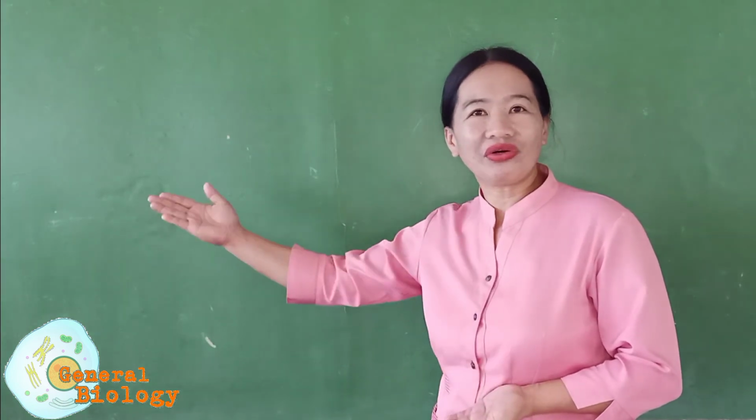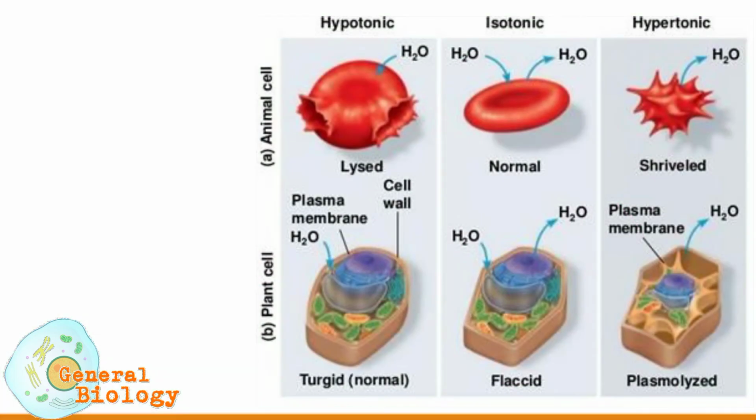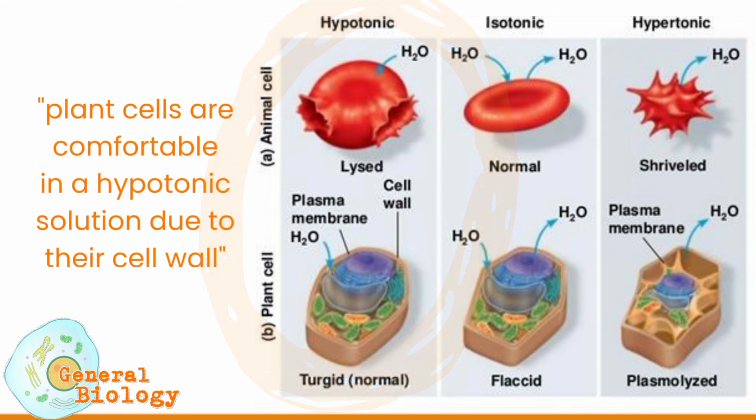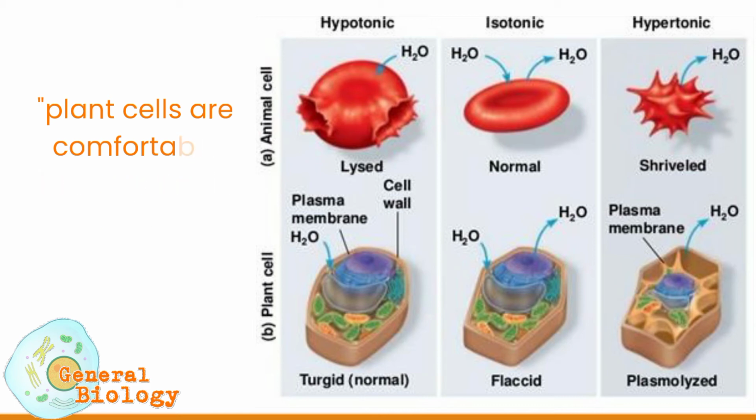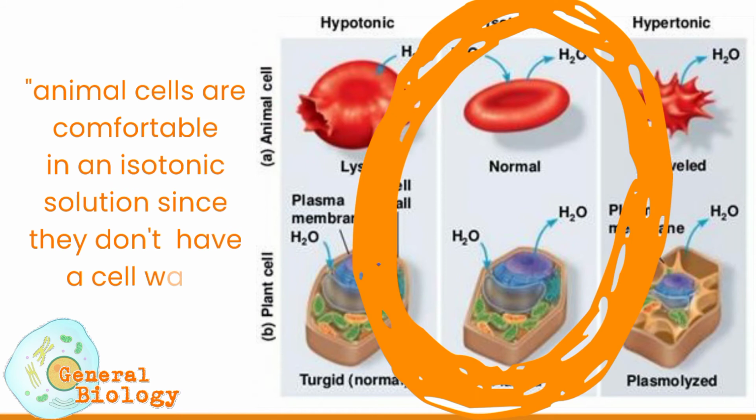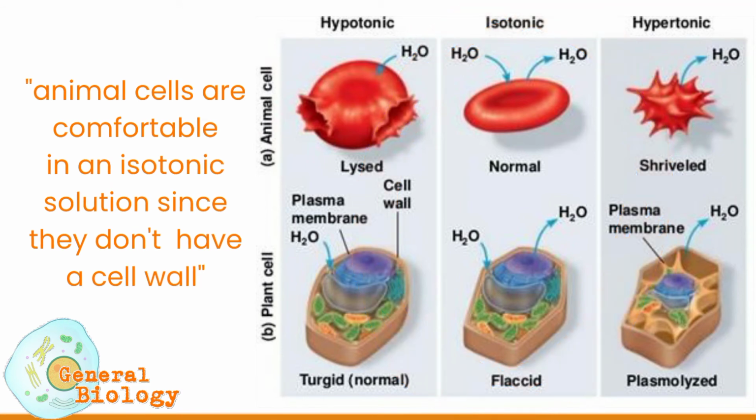Now, let's look into this image. Did you notice that the plant cells are comfortable in a hypotonic solution? This is due to their cell wall. Meanwhile, animal cells tend to be comfortable in an isotonic solution since they do not have a cell wall.